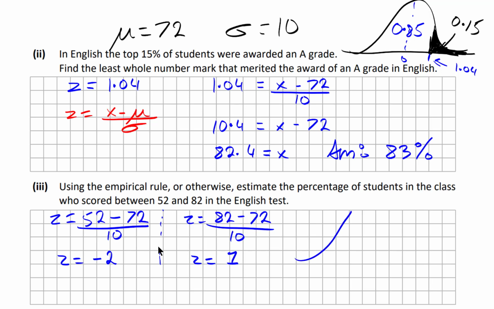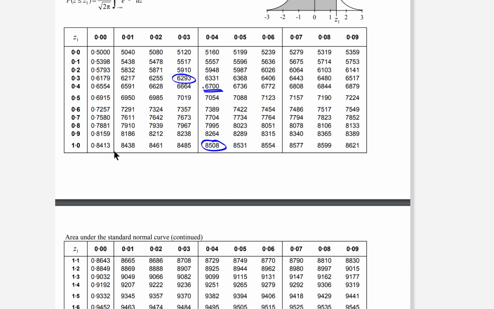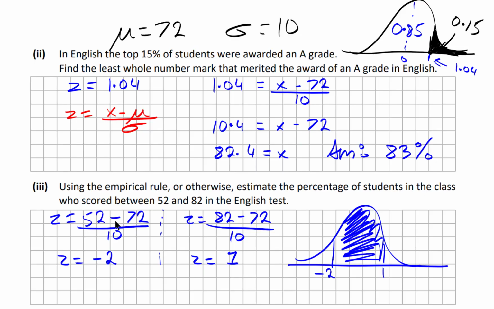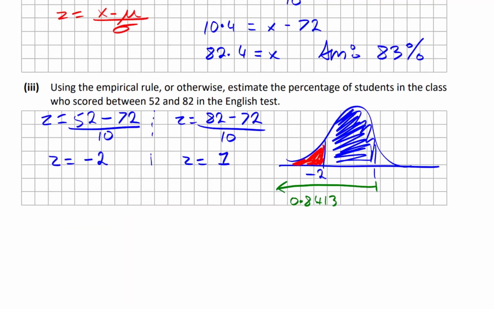So what we're really trying to do here is just calculate the area between minus 2 and 1. We're just trying to calculate that shaded region in there. That would be the percentage of students then, or the probability, and we can turn that into a percentage. So going to our log tables, we look up the Z value of 1. You get 0.8413. So the area from here all the way to the end is 0.8413. Now I don't want the area from here all the way to the end. I need to take away this area here, that area right there.